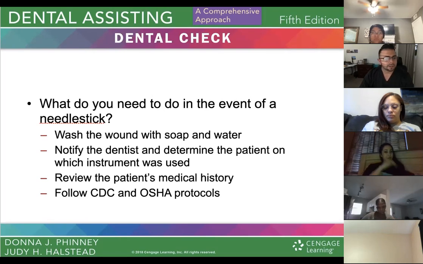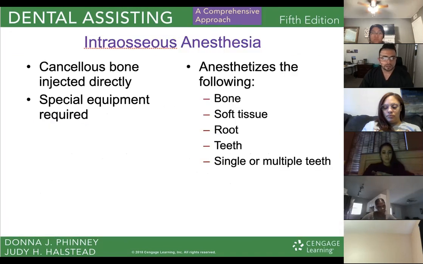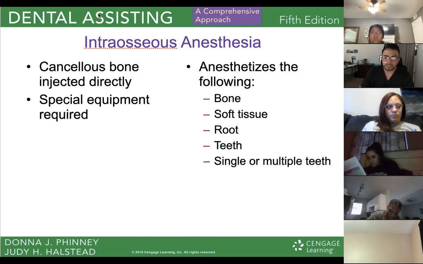Okay, good, thank you. All right, so we're going to talk about the different types of anesthesia. We'll start with intraosseous anesthesia. Osseous is just a fancy word for bone, and of course, intra means inside of the bone. So this is when we put local anesthetics directly into cancellous bone. This is where the lips and the tongue do not become numb, but only the specific area where we're trying to numb. Special equipment is required for this.